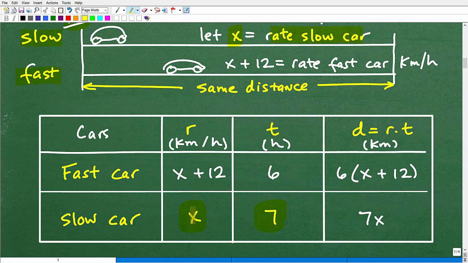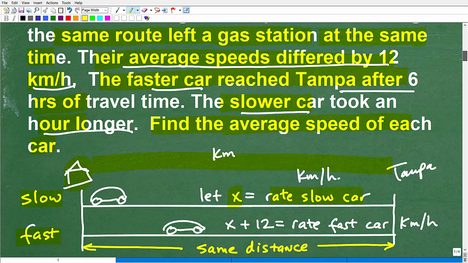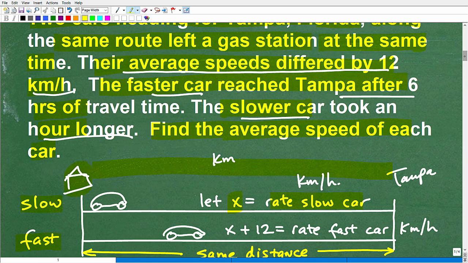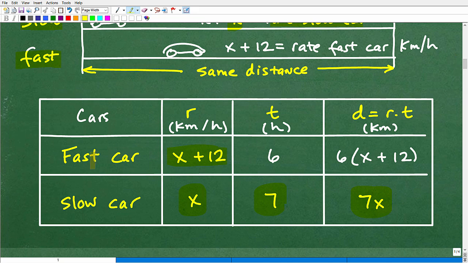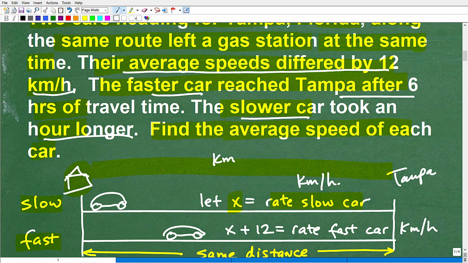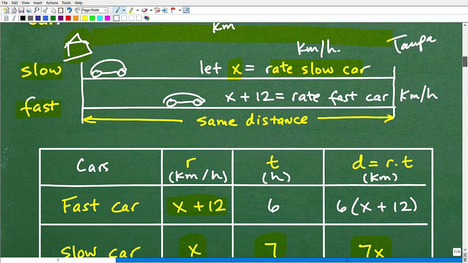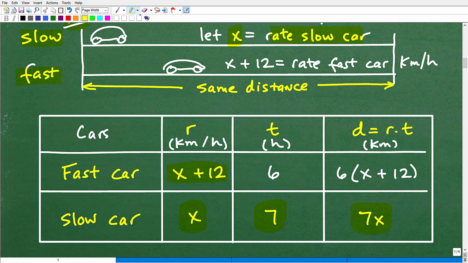So its distance is its rate times time. Rate times time is equal to distance. So the distance of the slow car is 7x. That's how we would express that in algebra. Now, let's talk about the fast car. We said it was going x plus 12, because the speeds differed by 12 kilometers per hour. So the speed of the fast car is x plus 12, and we know it took 6 hours. The fast car reached Tampa in 6 hours. So x plus 12 is its rate, and 6 is its time.